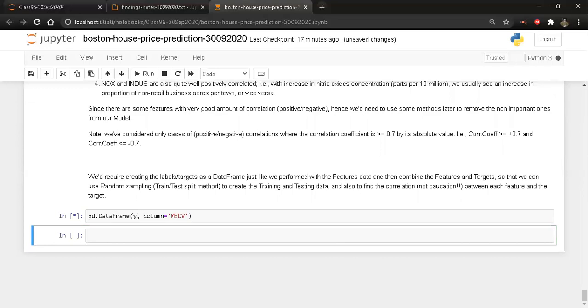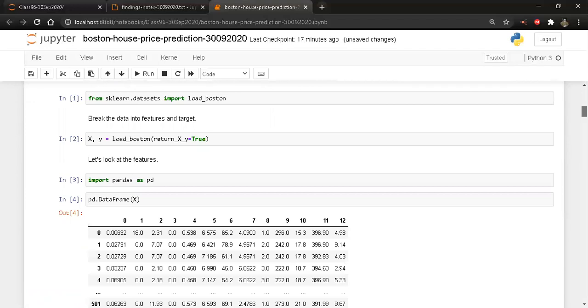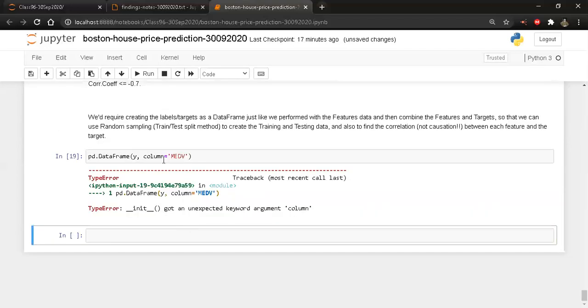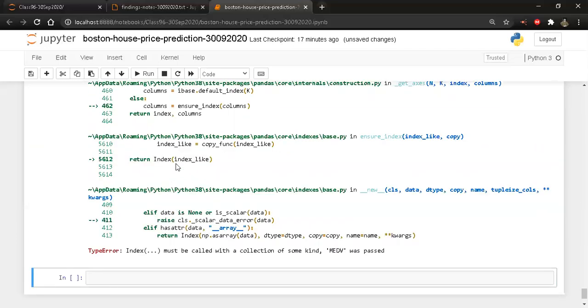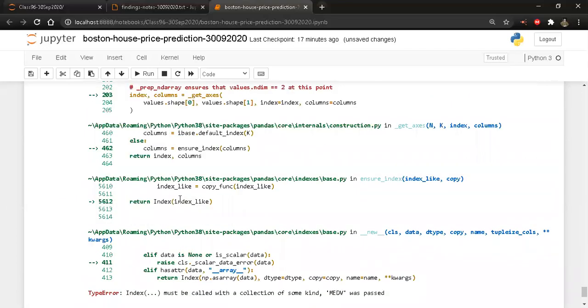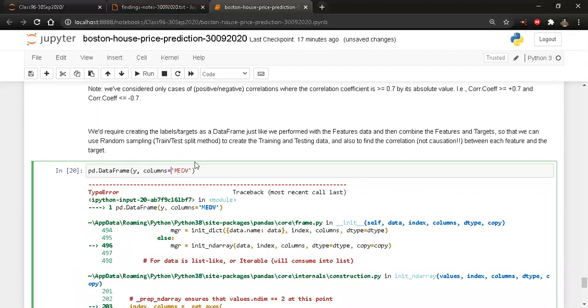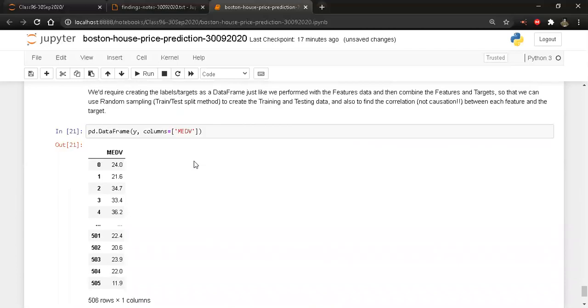I think I've made some mistake. Otherwise, it should not be taking this much time. Let me see what mistake I've made. Okay, columns equal to, this should not be column, this will be columns. MEDV. What is the problem here? Oh, sorry, this is a list actually. This is a very silly mistake. This should be a list. Okay, now I think I have got it in the right way.